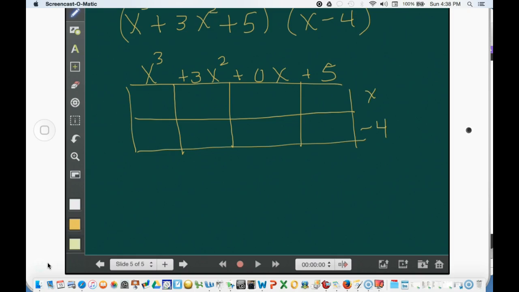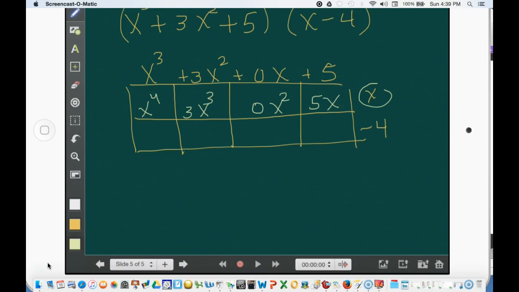Now I'm going to start off doing the x here times each of the terms on the top of my table. So x times x cubed is x to the 4th. X times 3x squared is 3x cubed. X times 0x is 0x squared. X times 5 is 5x.